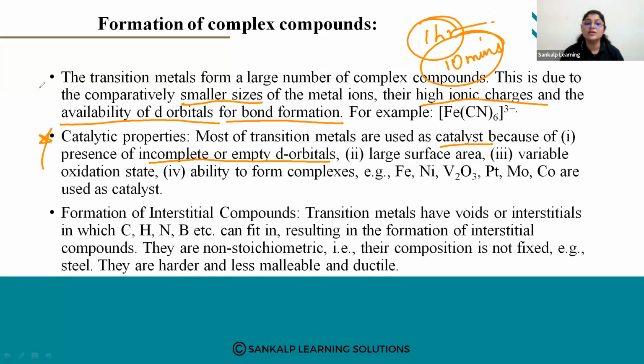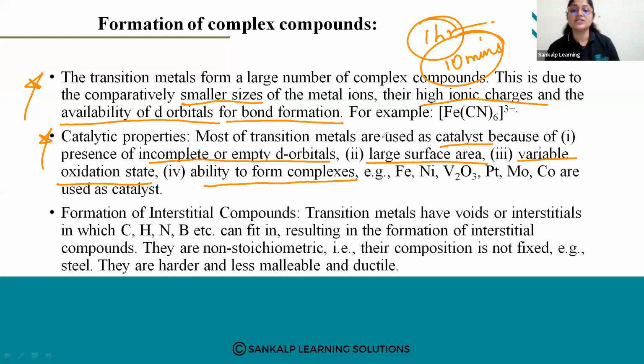First reason, because of the incomplete or empty d orbitals. Second, it is due to large surface area. They have a large surface area. Third, they have the property of showing variable oxidation state. So they can show variable oxidation state, means they can show different oxidation states. Then they have the ability to form complexes. So this is the fourth point.